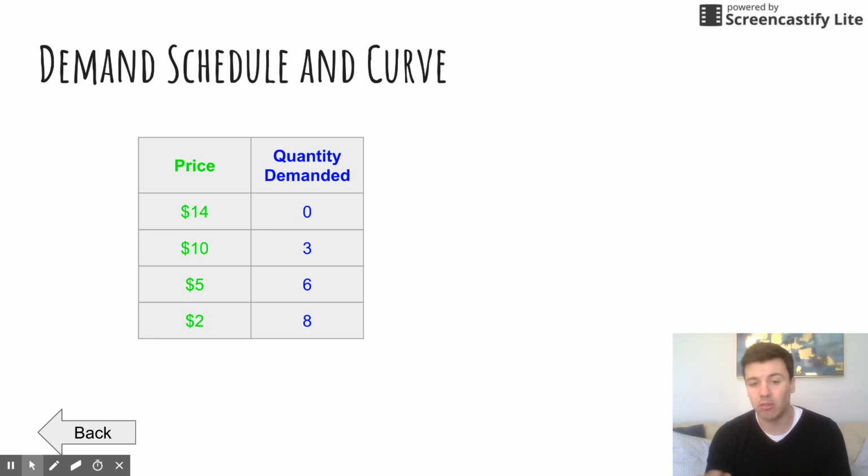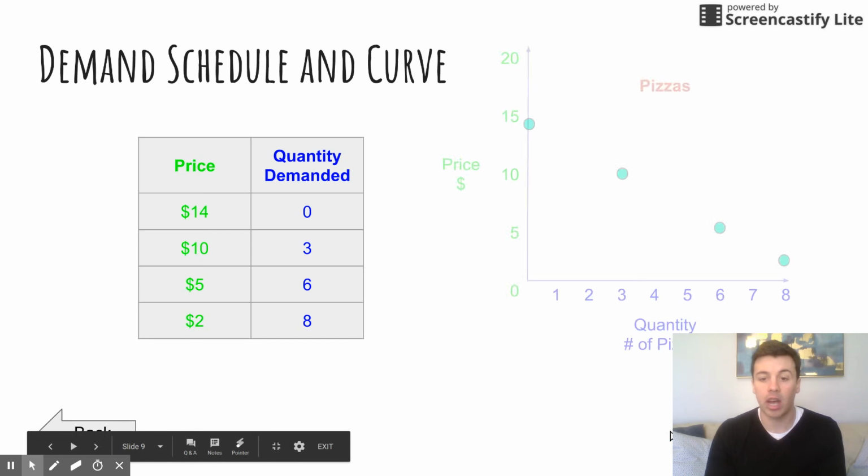Are you more willing? This one's going to be about pizza. Are you more willing to pay $14 for a pizza or $2 for a pizza? All of us probably will be willing to buy more at $2 than we would at 14. So let's take a look at this graphically.